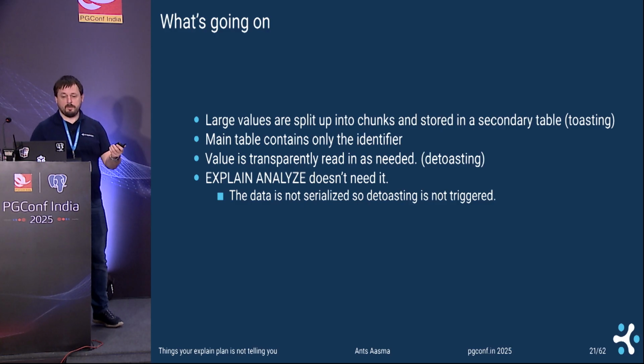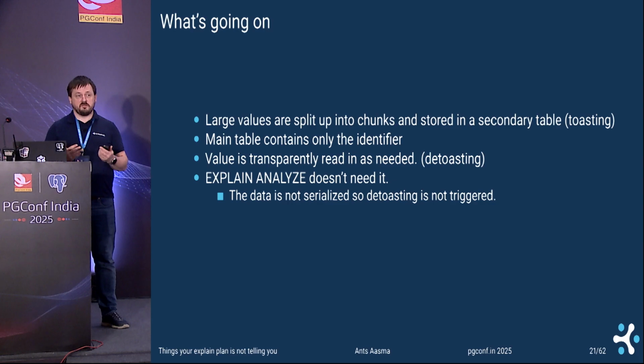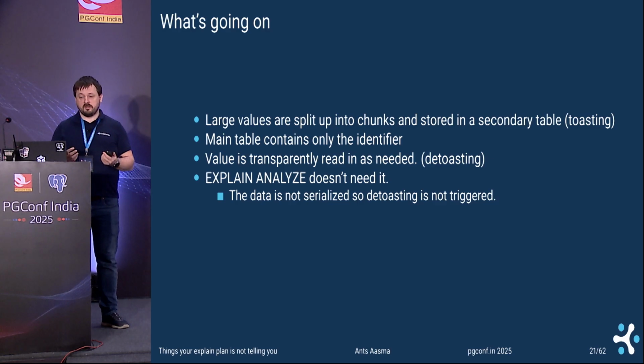So what's going on? What happened is that those larger values that we are storing there, those 32 kilobyte JSON values, are split up into chunks and stored in a secondary table, because one row in Postgres can only be on a single page. And if you want to store values that are larger than one page, we have to split them up. This mechanism is called toasting.